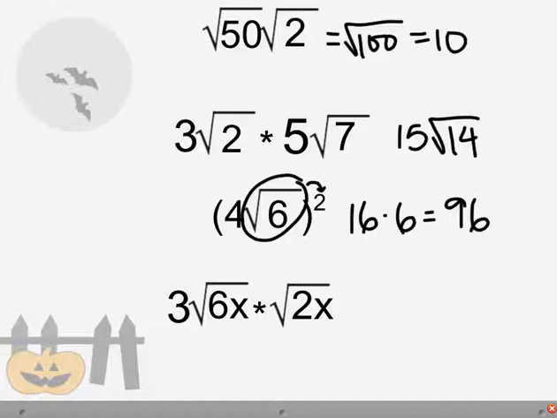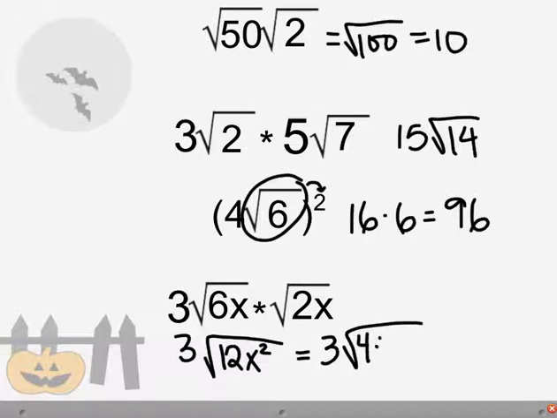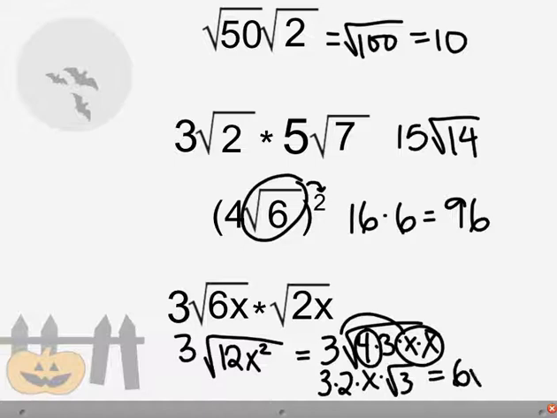We can add variables to it, like in this last one, so that we have 3 root 12x squared. Now we can simplify the 12x squared by saying, well, that's 3 times root 4 times 3, and then times x, which means the x comes outside, and the 4 we can simplify to just 2. So we have 3 times 2 times x times root 3, which is just 6x root 3.